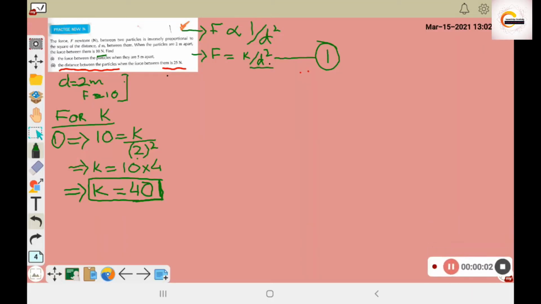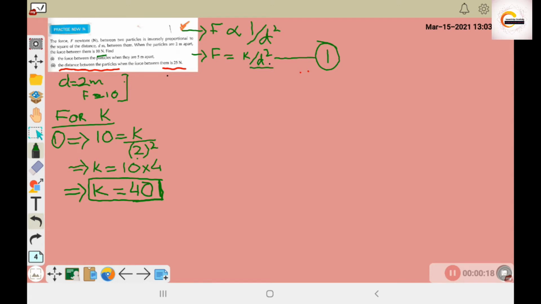Practice now. Question number 14. The force between two particles is inversely proportional to the square of the distance between them. When the particles are 2 meters apart, the force between them is 10 Newton.